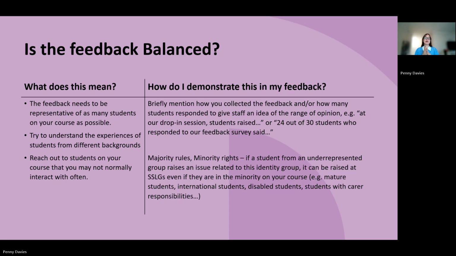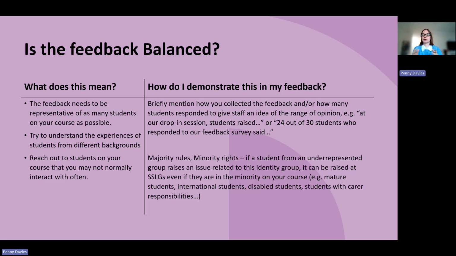However, if you get feedback based on students' experience as an underrepresented group, for example, a small group of students, maybe there's 5 students on a course of 60 who have dyslexia and have mentioned to you they really struggle in the lectures because they can't read the information on the slides.